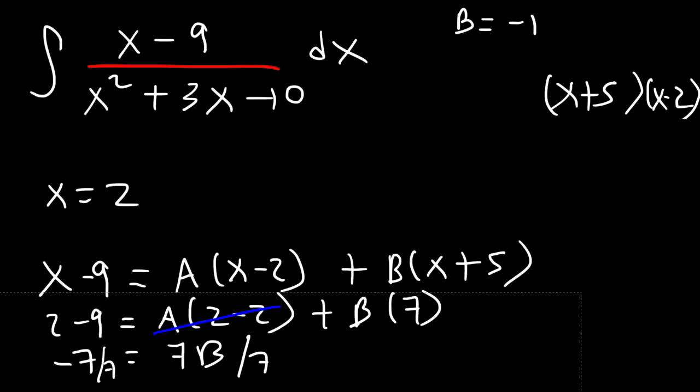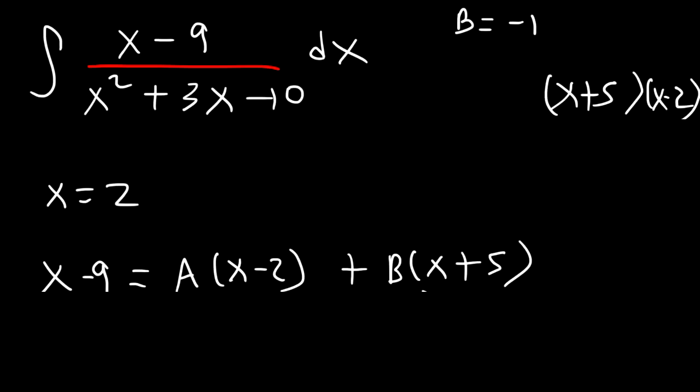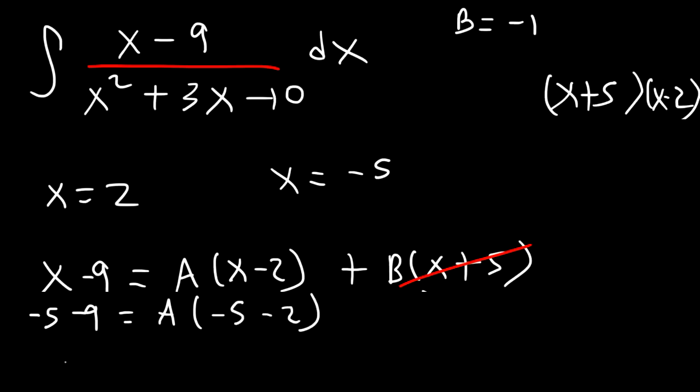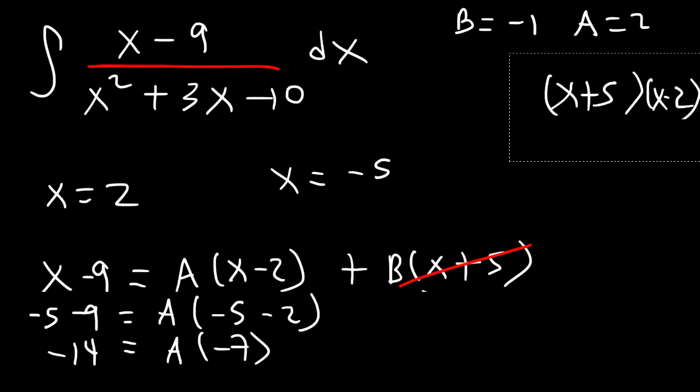So now let's calculate a. This time I'm going to replace x with negative 5. So negative 5 plus 5 will be 0. This is going to be negative 5 minus 9, and that's equal to a times negative 5 minus 2. Negative 5 minus 9 is negative 14. Negative 5 minus 2 is negative 7. And negative 14 divided by negative 7 is positive 2. And so a is 2.